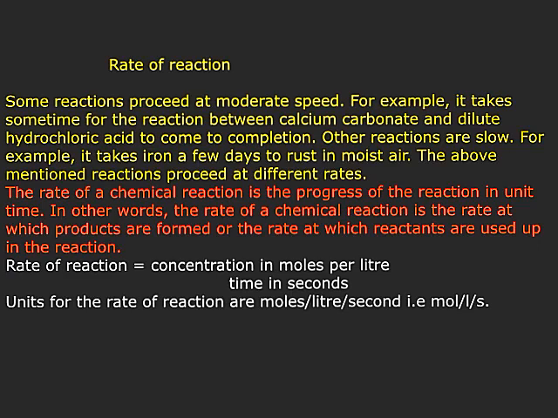Or if you don't define it like that, still scientifically you can convince the teacher by saying that rate of a chemical reaction is simply the rate at which the products are formed, or the rate at which the reactants are used up in the reaction. So there are different ways you can define rate. We can also say it is the amount of products formed in a unit time, the amount of reactants converted into products per unit time.